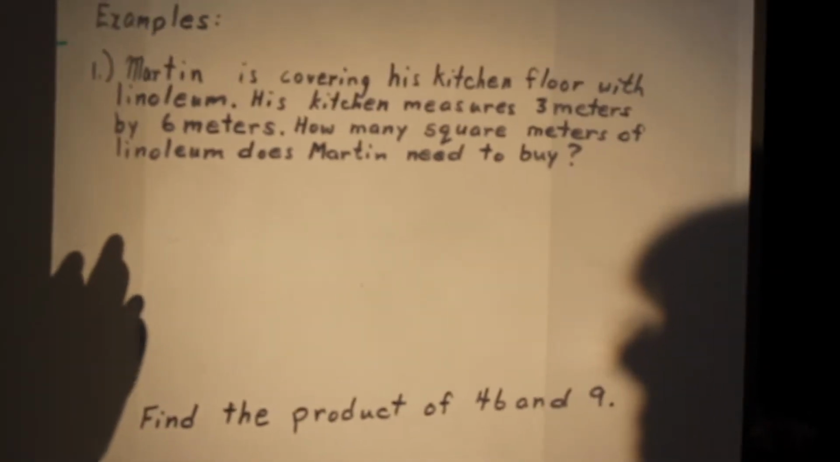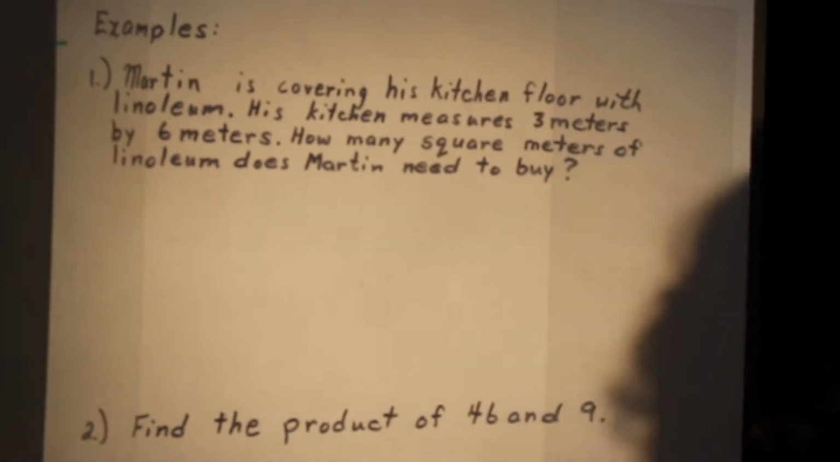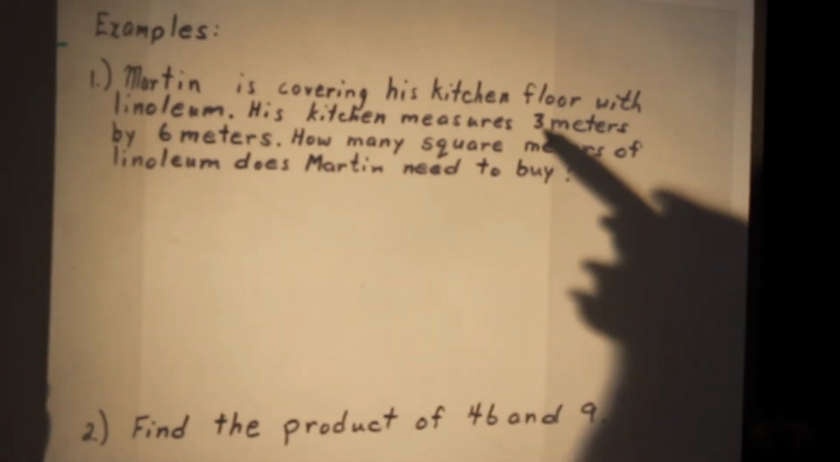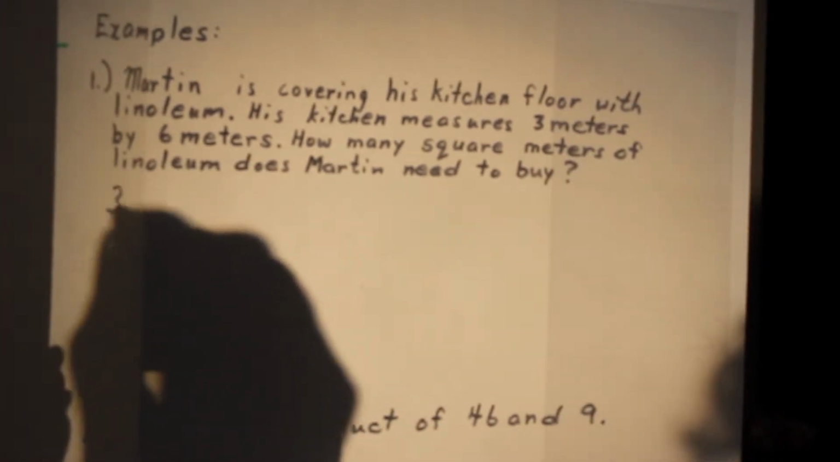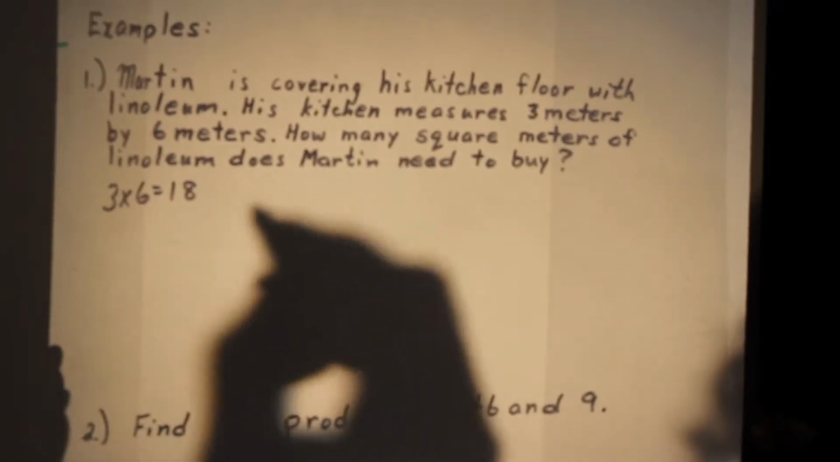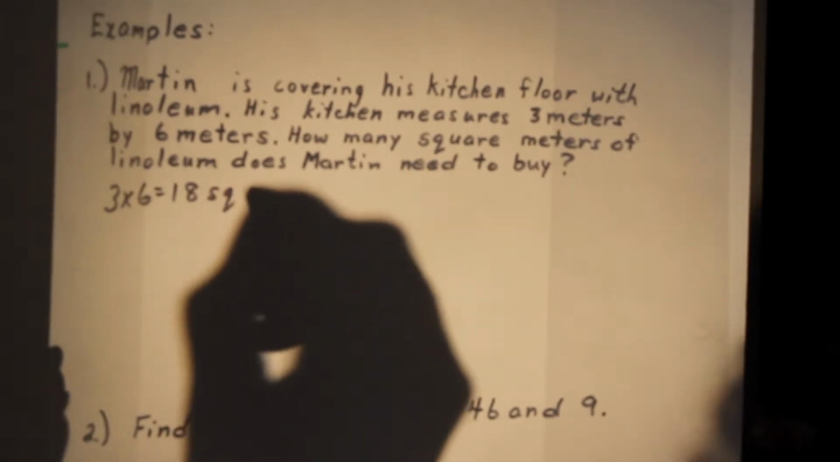So we have Martin. All right, the easy part is the math part. Now we're going to have to multiply 3 times 6. So 3 times 6, 18. So we need 18 square meters.